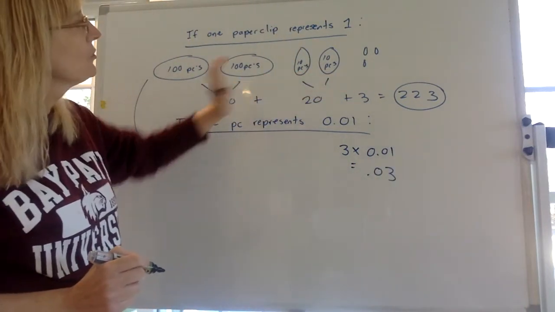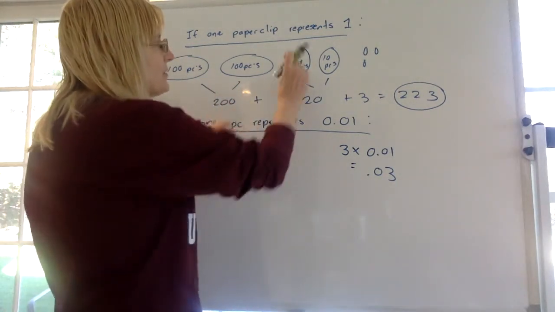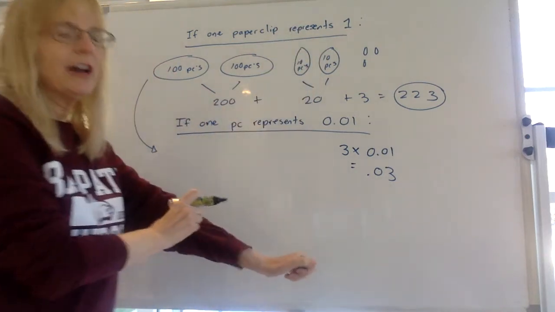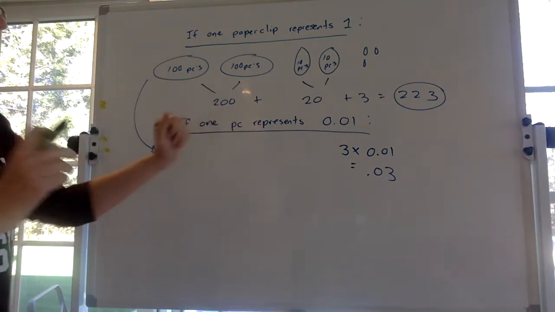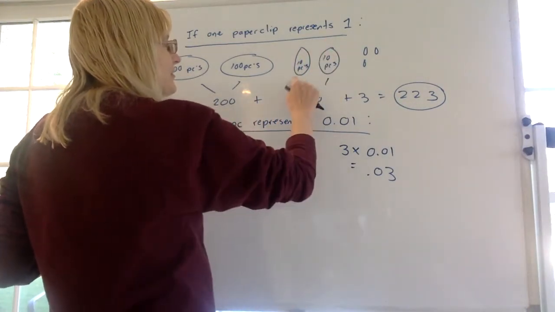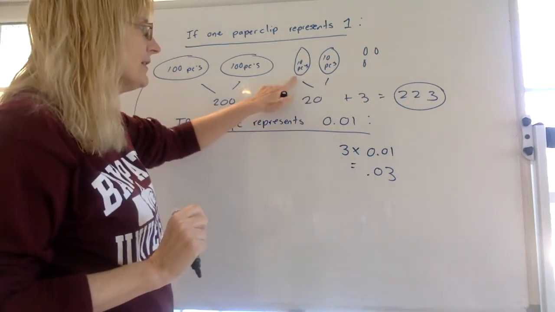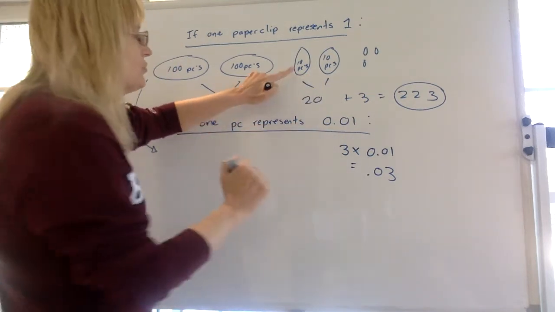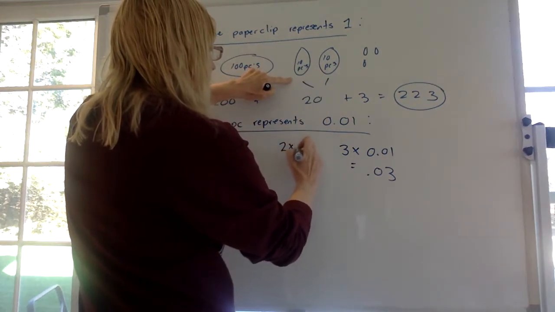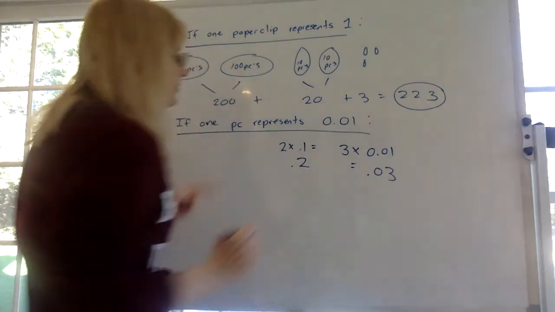Now we got to look at the two groups of 10. If you take 10 of these 0.01s and put them together, so if you did 10 times 0.01 on your calculator, you just shift the decimal point, right? So each one of these 10 paper clips actually represents 0.1 because 10 times 0.01 is 0.1. So these two groups of 10 represent 2 times 0.1. So that's equal to 0.2.